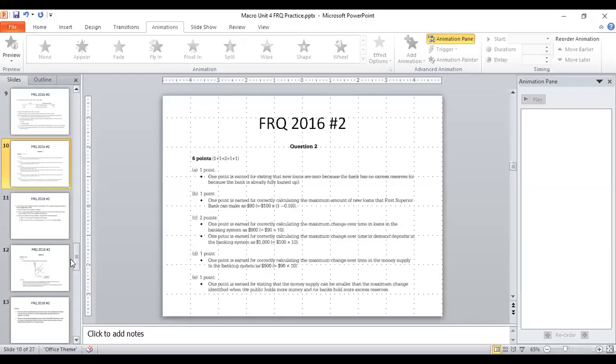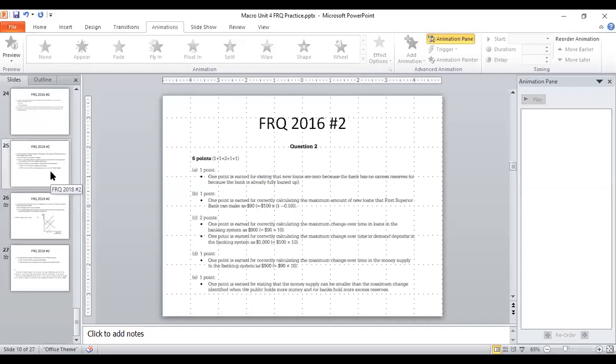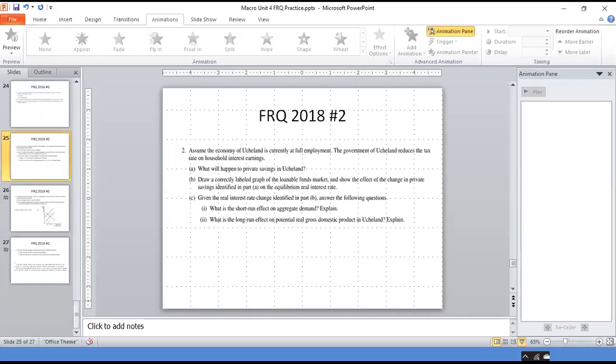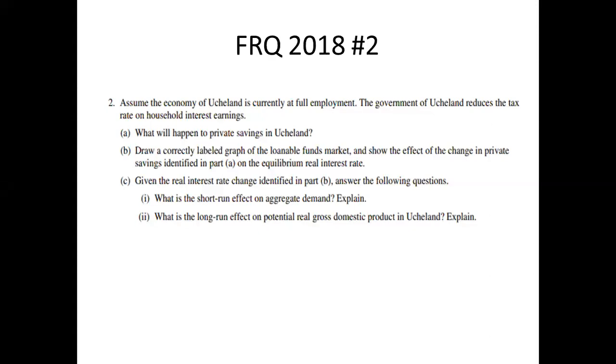Okay, hopefully that one made sense. Let's move on to our last FRQ. Right now we're going to look at FRQ number 2 from the 2018 exam. Assume the economy of Uchalin is currently at full employment. The government of Uchalin reduces the tax rate on household interest earnings.